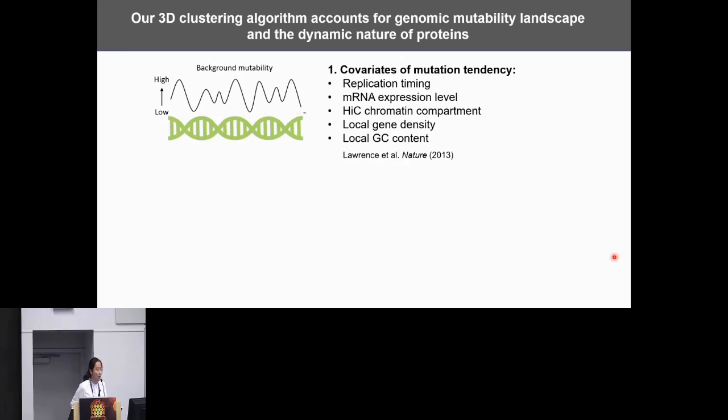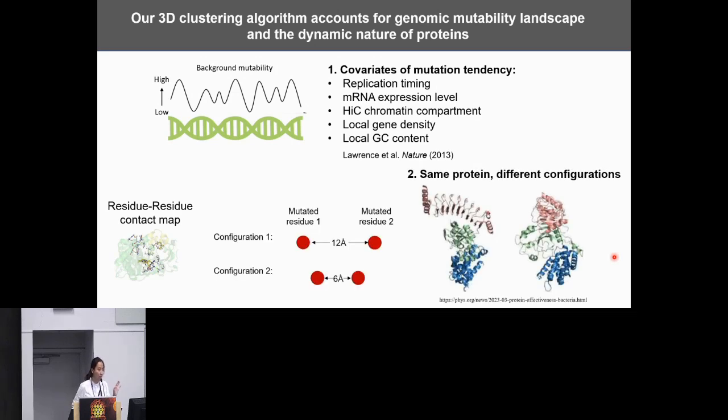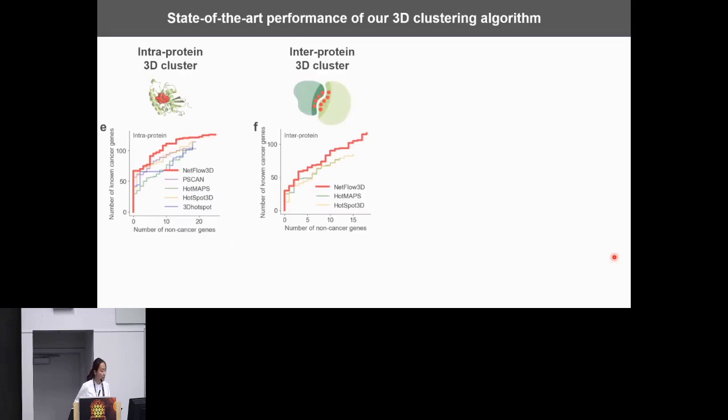And this approach is inspired by Lawrence et al., which has been a gold standard in cancer genomics in modeling background mutation rate. And on the other hand, when we generate a contact map of mutated residues, we define the physical contact between every pair of amino acid residues based on the smallest 3D distance across any available configurations. So this approach can largely summarize different configurations of the same protein. As a result, our 3D clustering algorithm achieves state-of-the-art performance in both identifying intraprotein 3D clusters as well as interprotein 3D clusters on the binding interfaces.